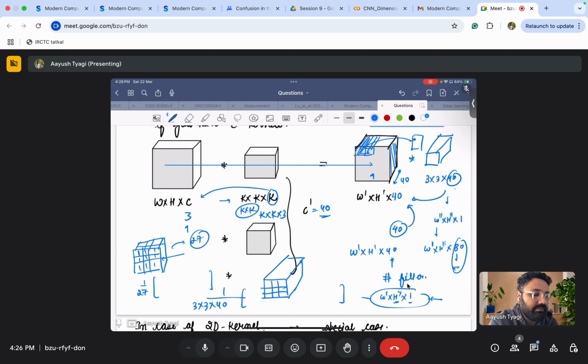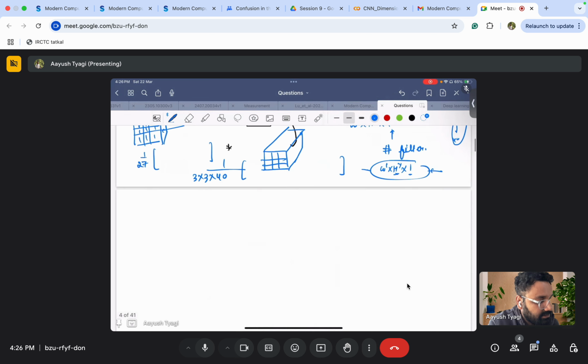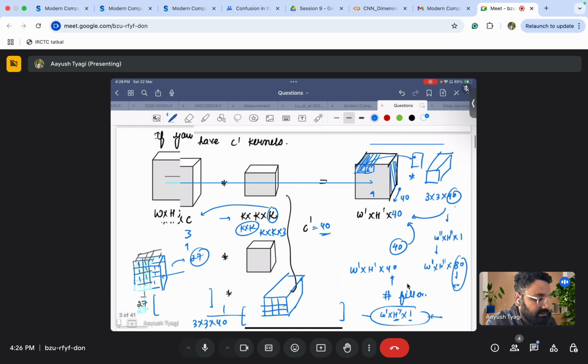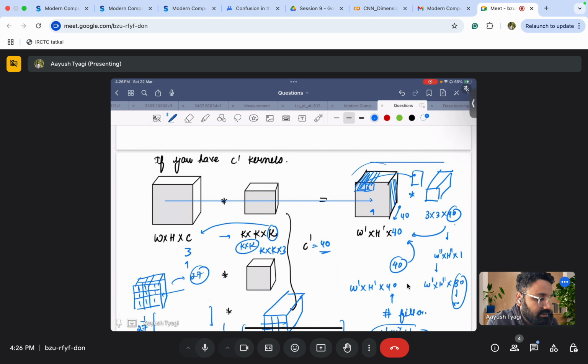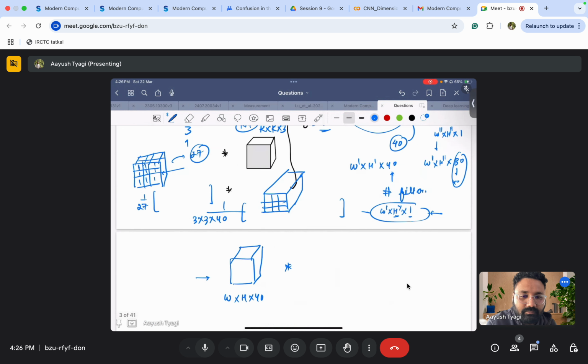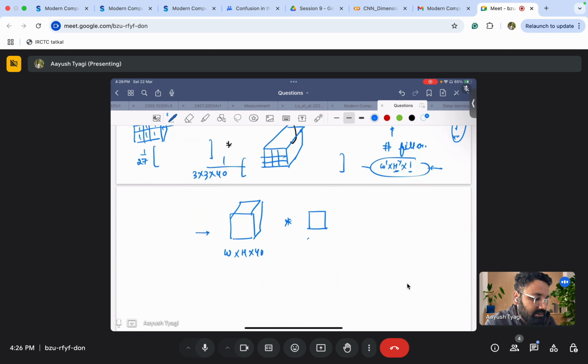When you are at layer 2, whatever the input to layer 2 is will be your convolution operation. Yeah, it's a feature. Like suppose this is the tensor w cross h cross 40. It is the output of layer 1. Now we move to layer 2. Now you do a convolution operation on that, 3 cross 3 cross 40. What will it result in? It will result in w cross h.